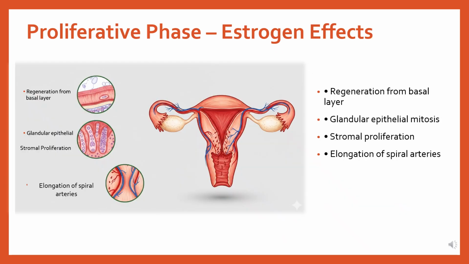Following menstruation, estrogen stimulates regeneration of the endometrium from the basal layer. This phase is characterized by glandular epithelial mitosis, stromal cell proliferation, and elongation of spiral arteries. Importantly, spiral arteries do not coil in this phase. Estrogen acts through estrogen receptor-mediated gene transcription, preparing the endometrium for possible progesterone action.